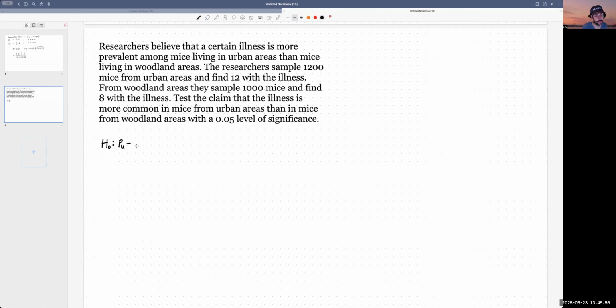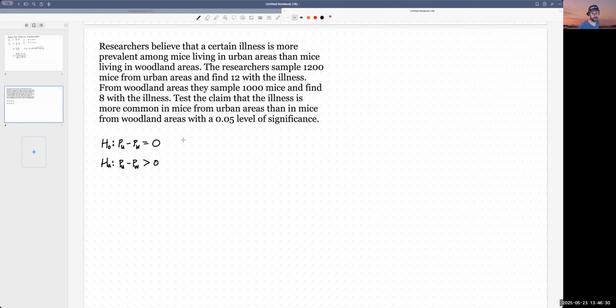Urban, the proportion of urban mice with this illness versus the proportion of woodland mice, that those proportions are equal. That's our null hypothesis. So their difference is 0. Our alternative hypothesis is that it's more common in the mice from the urban areas. So if we take PU minus PW, we should get a positive number, right? Because the alternative hypothesis is that PU is greater than PW.